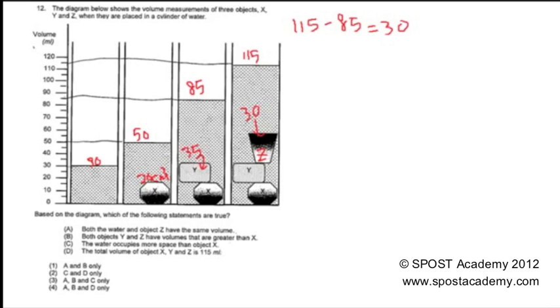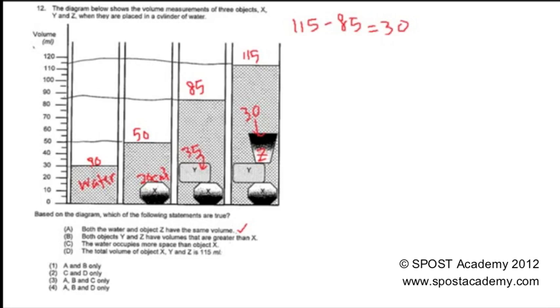So let's look at the options now. A says both the water and object Z have the same volume. So the water is over here, water is 30 cm³ and Z is also 30 cm³. So yes, A is correct.